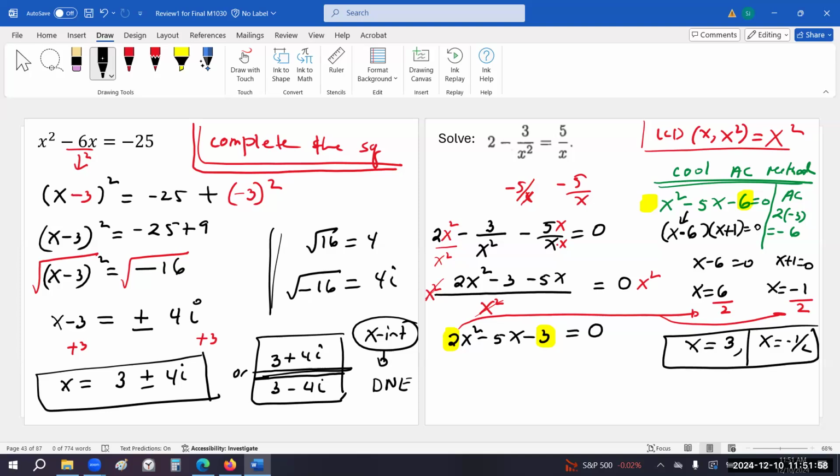Cool, right? You didn't have to remember the grouping method, splitting them, grouping them, taking common factor. You didn't have to remember all of this. Any questions so far? No questions?